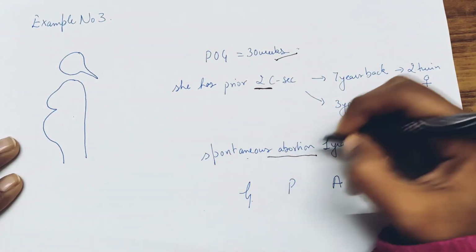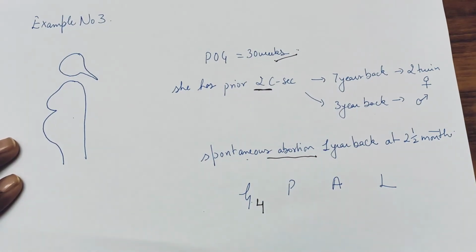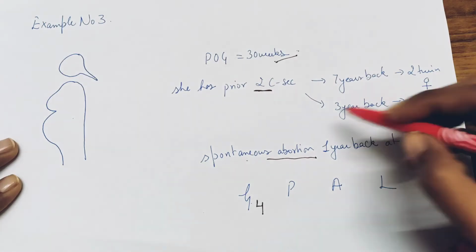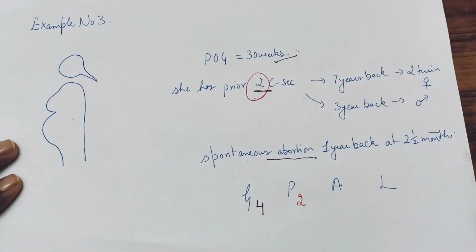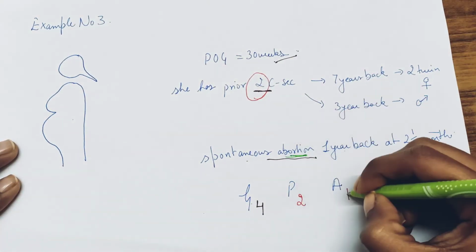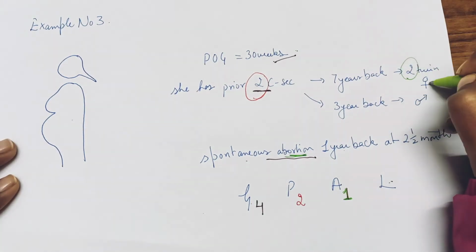So firstly, talking about her gravida, she is currently pregnant. She had prior two cesarean sections and a spontaneous abortion. So this is her fourth time being pregnant. What is her parity? She had two cesarean sections before and one was an abortion. So parity is 2. The next is abortion, which is 1, as you can see.